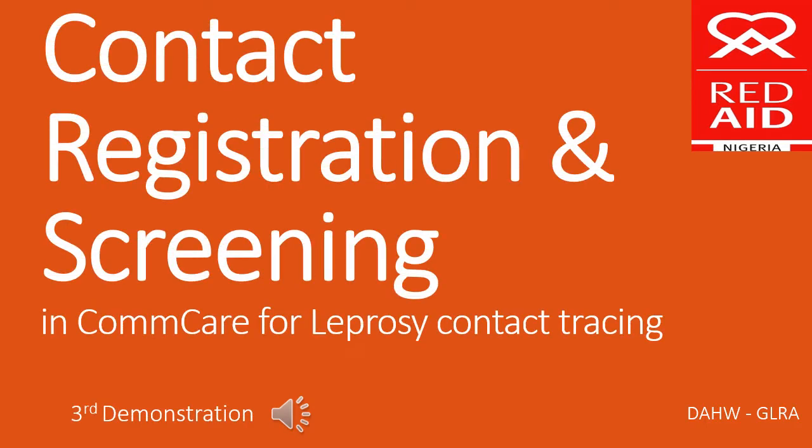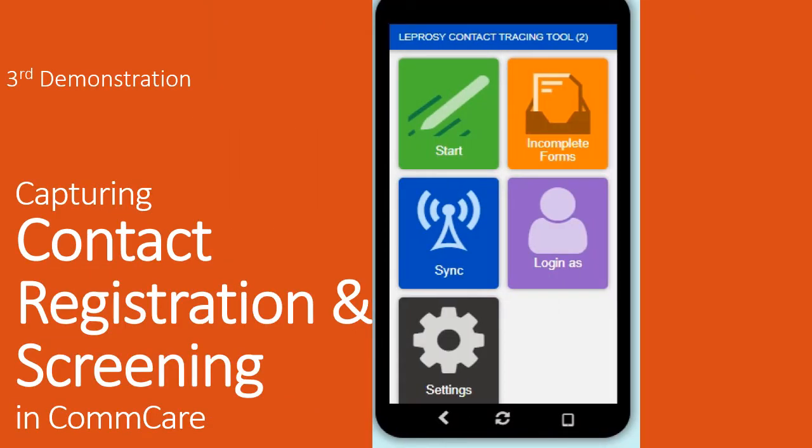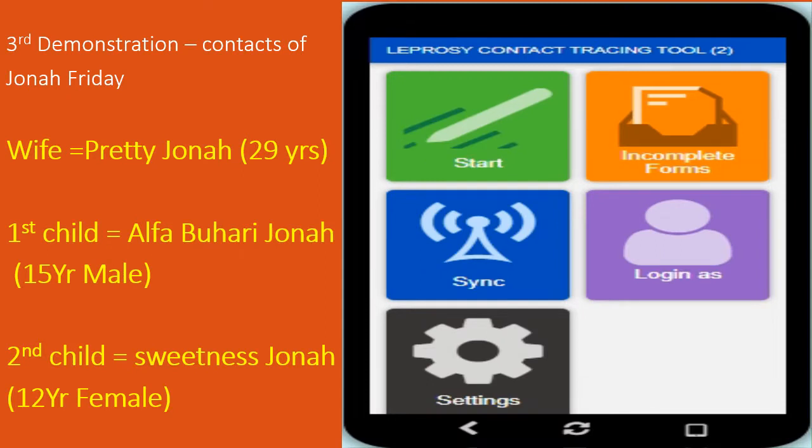This demonstration will teach us how to capture the details of contacts during contact screening for leprosy contact tracing. Our fictional index patient, Jonah Friday, lives with his wife and two children, a male and a female child.